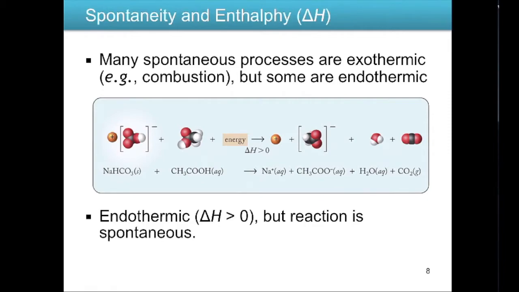There are some that are endothermic. So an example of a process that is endothermic, that is spontaneous, would be the mixture of baking soda and vinegar to produce sodium ions, acetate ions, water, and carbon dioxide. That's an endothermic reaction, but it's also spontaneous.